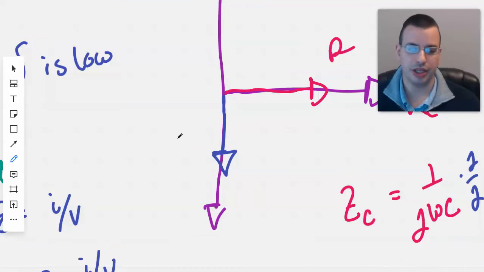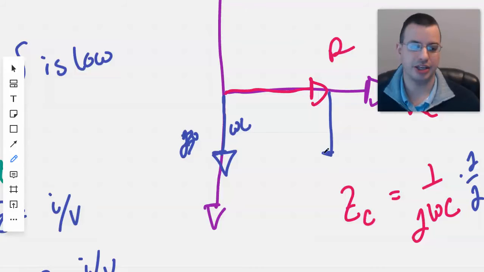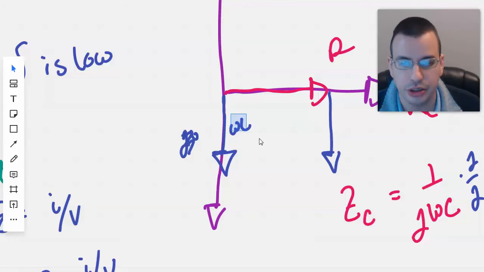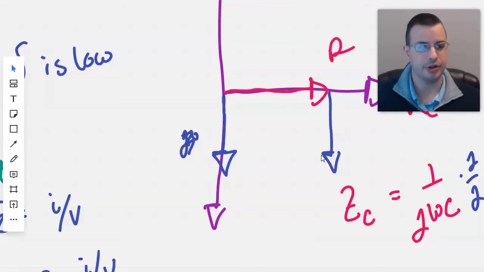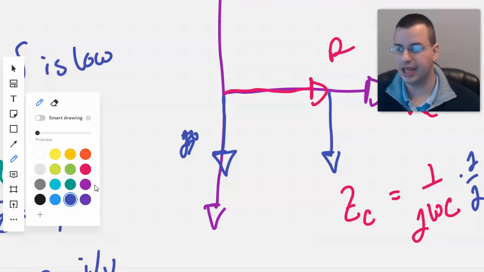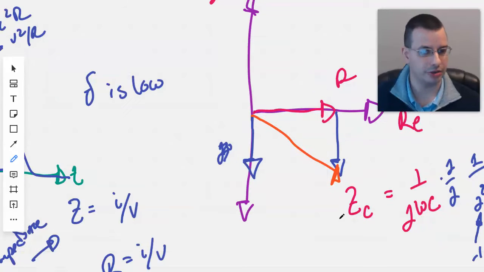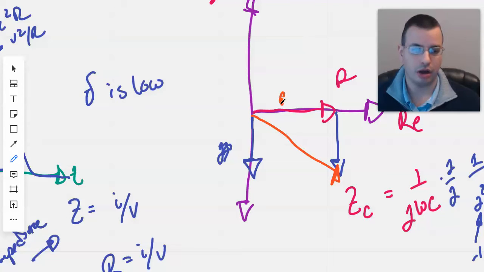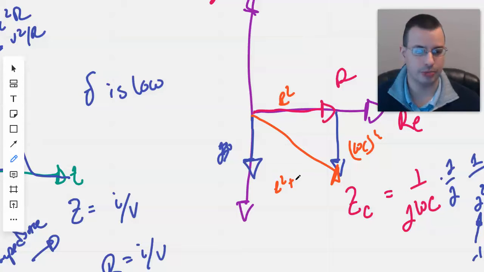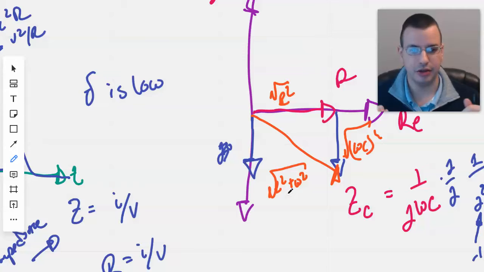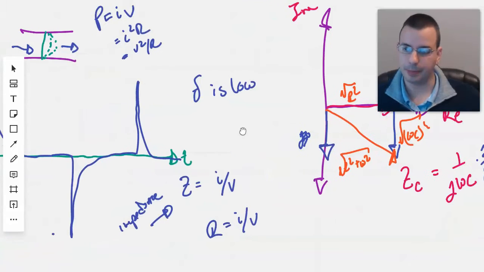And so right here we'll have omega C as this vector. And so for the impedance, this will be the imaginary part of the number, this will be the real part of the number, and the total impedance that we have will actually be this hypotenuse right here. So it'll be the square root of R squared plus omega C squared, and that will be the impedance that you see for your circuit.